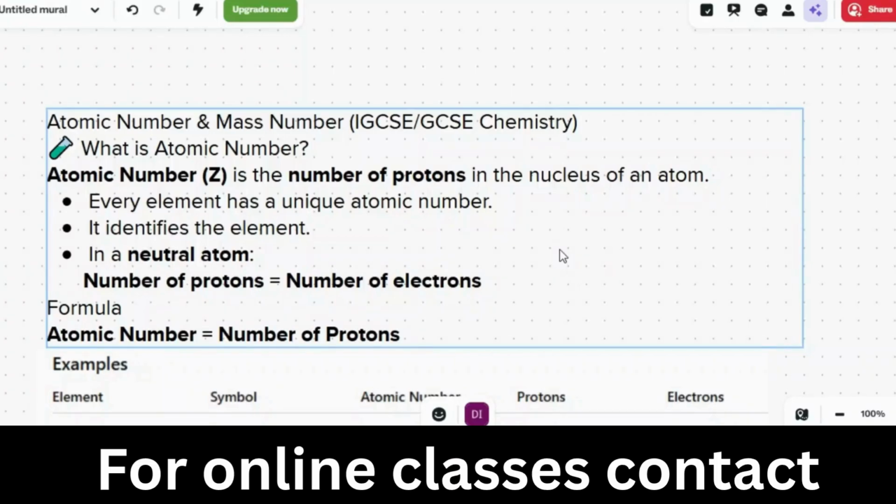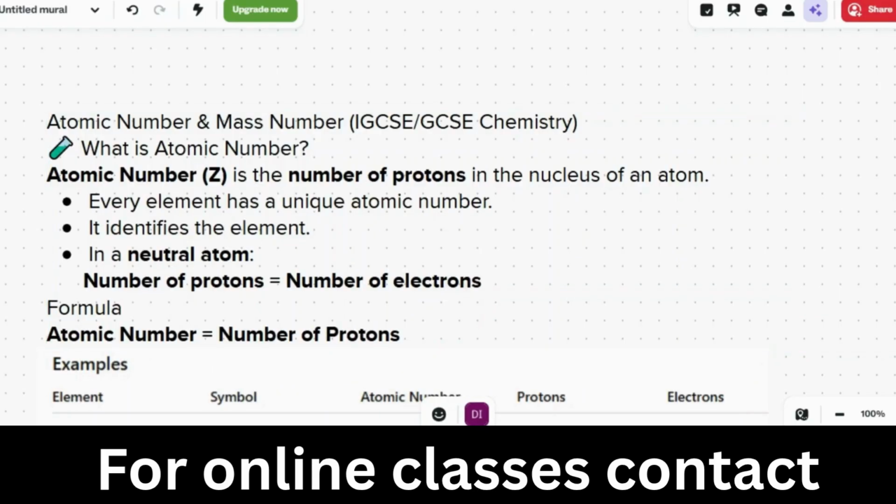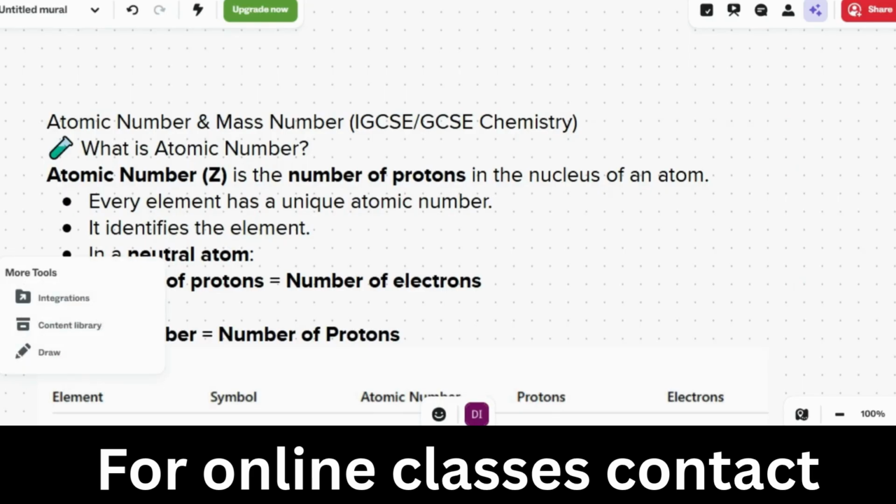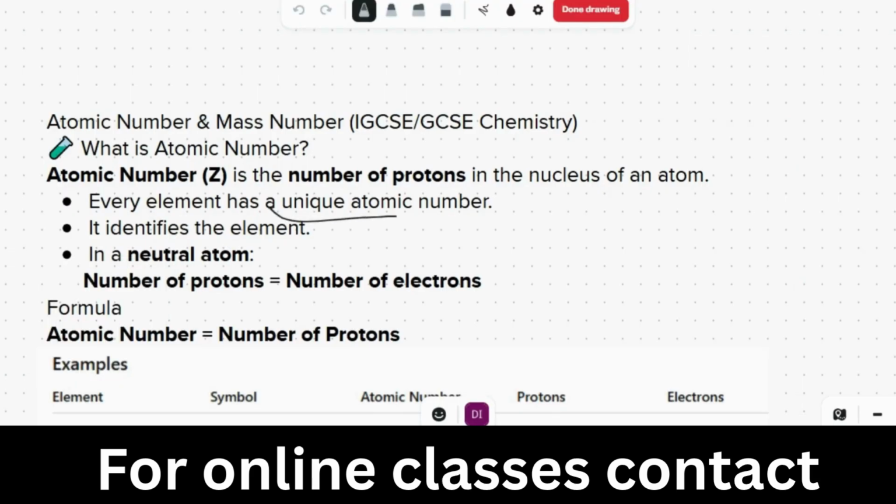Today we are going to talk about atomic number and mass number. So, what is atomic number? Atomic number Z is the number of protons in the nucleus of an atom. Every atom has a unique atomic number. That is an important thing: every element has a unique atomic number. It is not possible for two elements to have the same atomic number.